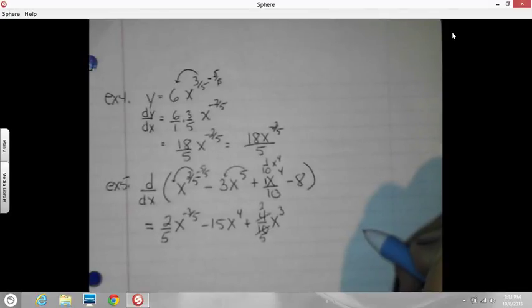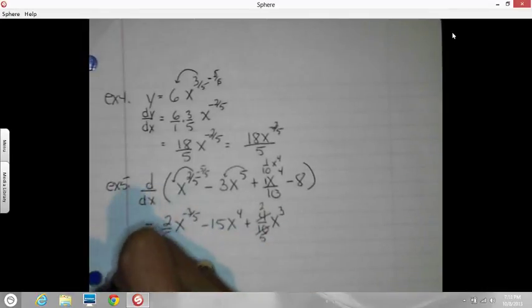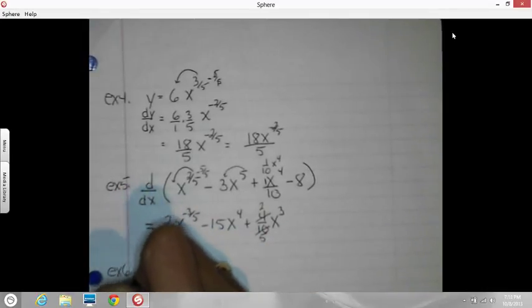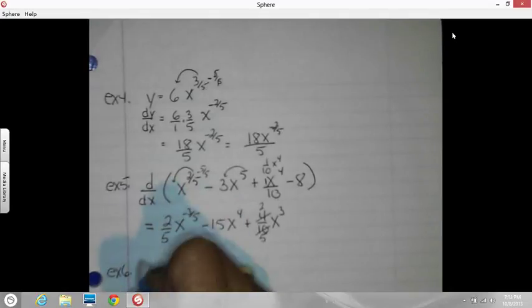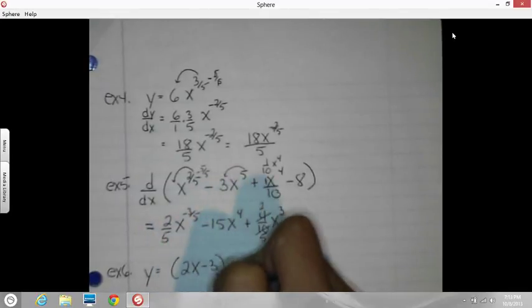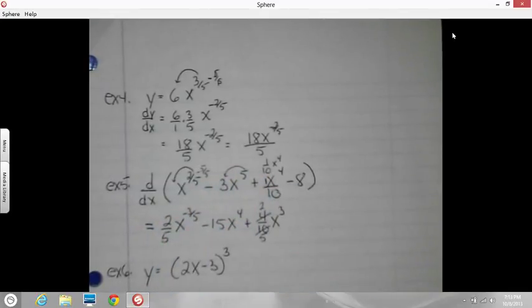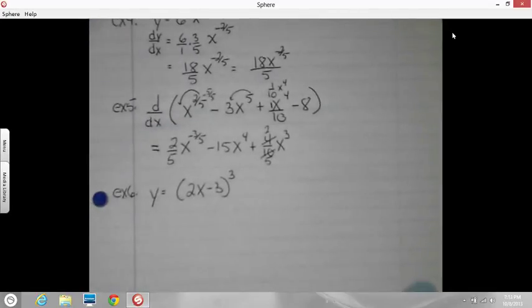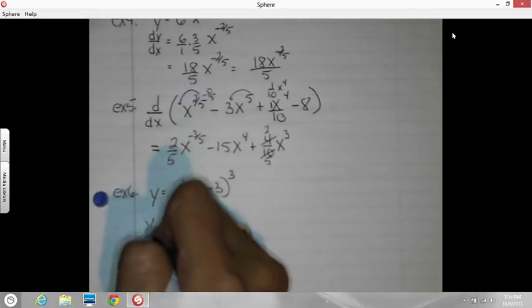Okay, one last one. I've got y equals 2x minus 3 to the 3rd, and I want to do derivative. Okay. First of all, the symbol, I can go with y prime, dy over dx, dx of y, and I'll go y prime.